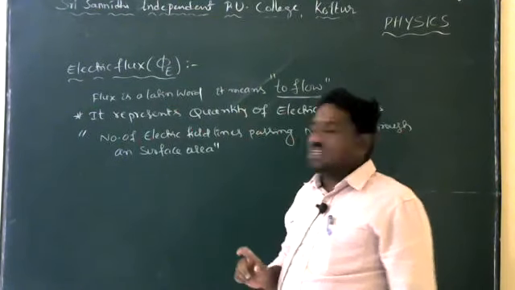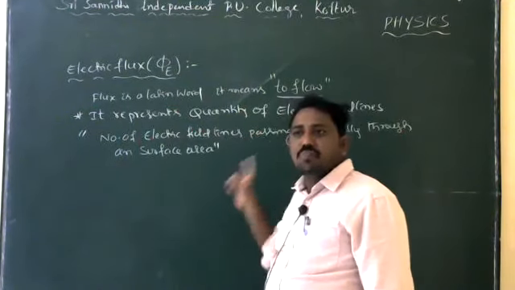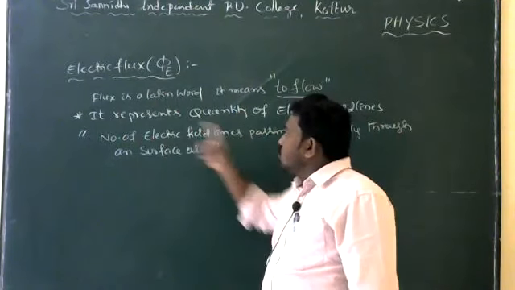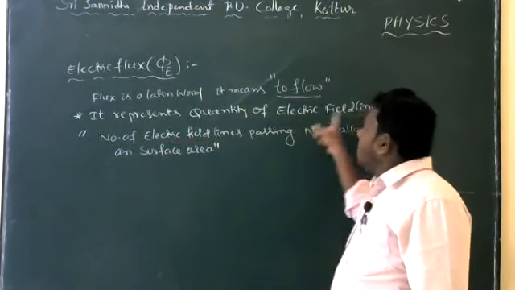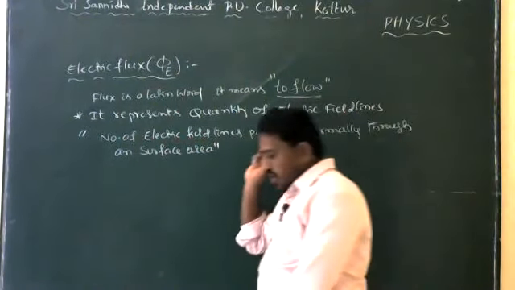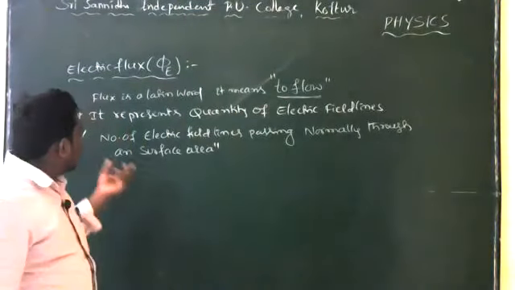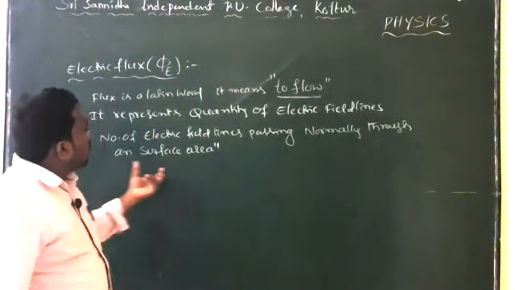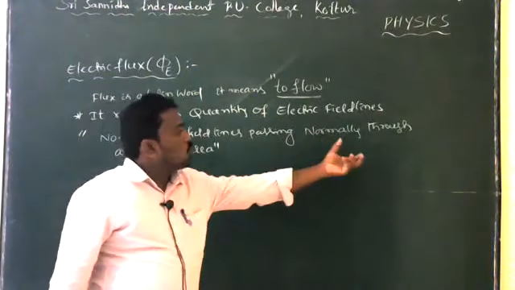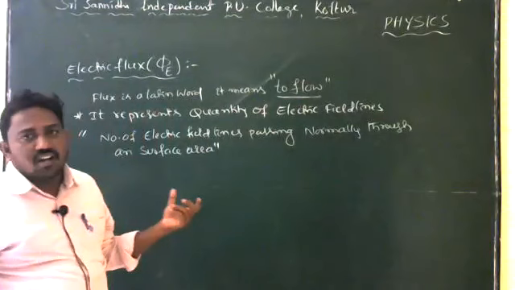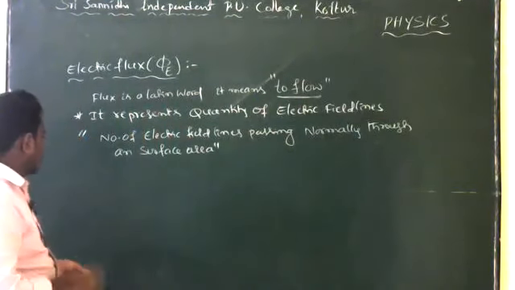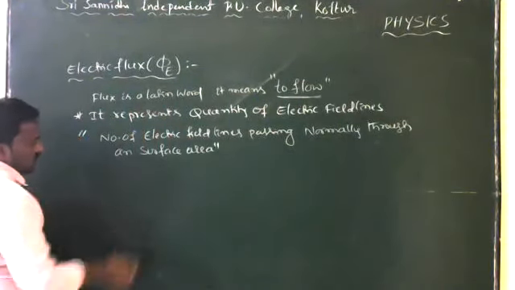So flux is a Latin word. It means flow. So it represents the quantity of electric field. So what is the definition for electric flux? The number of electric field lines passing normally through a surface area. So this is the electric flux. So we shall discuss electric flux.